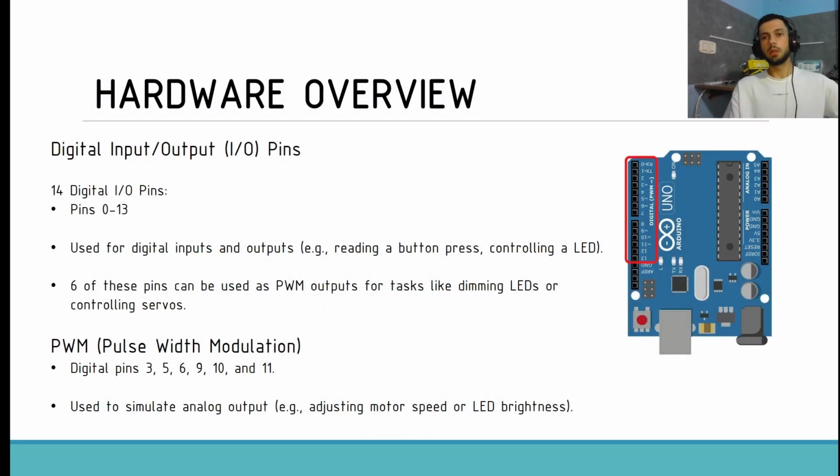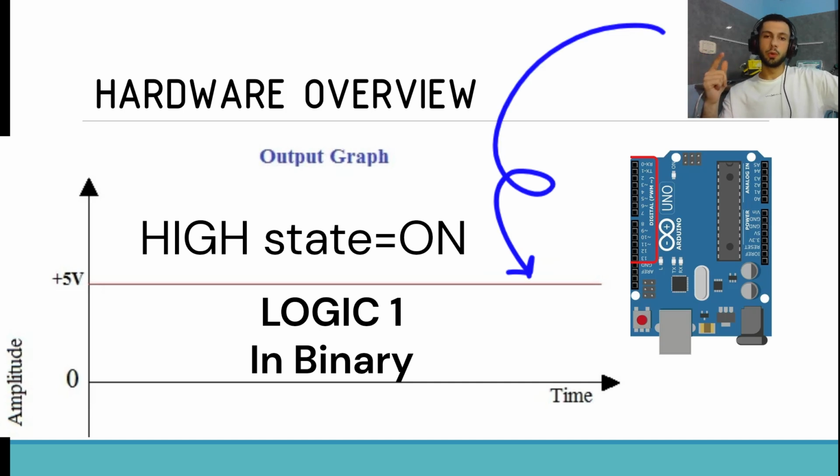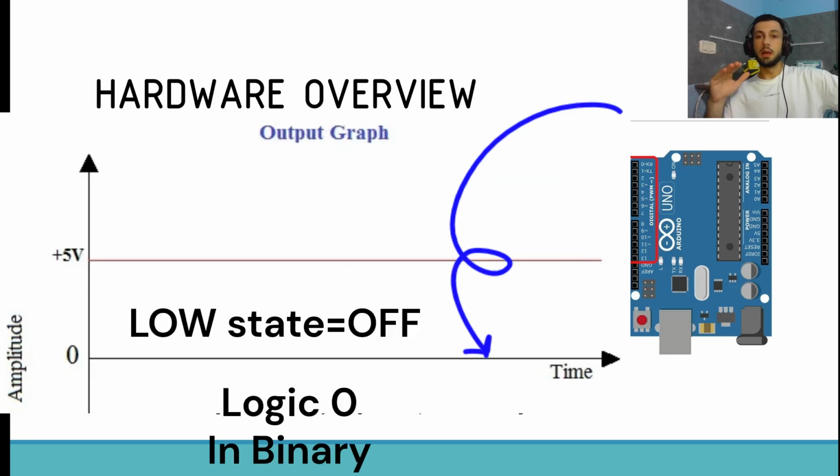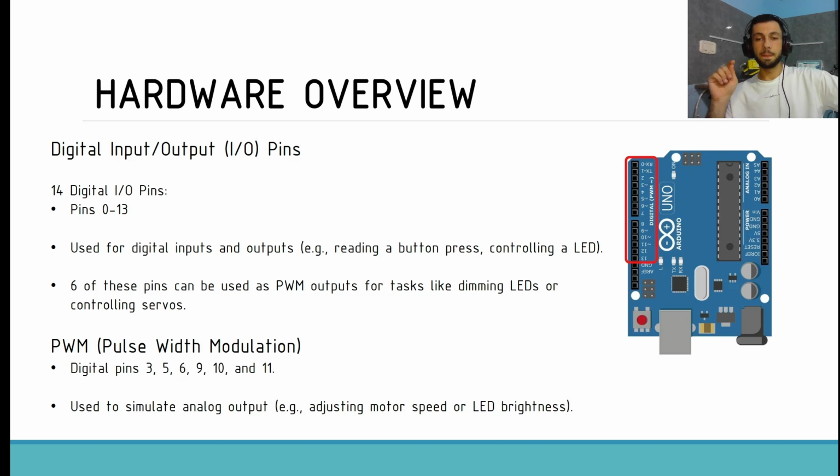First of all, we will go back to the definition of a digital pin. A digital pin can only output two states, as we said before. Either a high state, which is on, that represents the 5-volt signal, or a low state, which is off, which represents the 0-volt signal. It's either fully on or fully off, nothing in between.